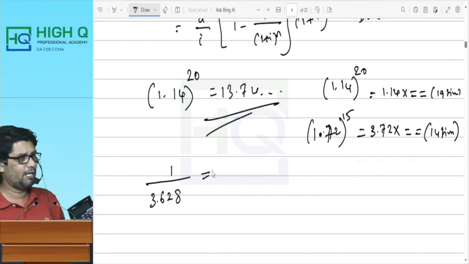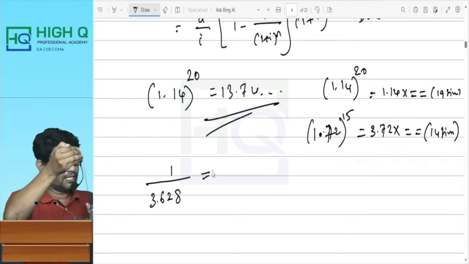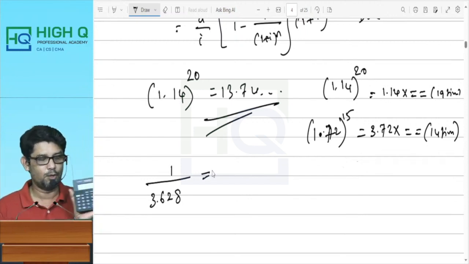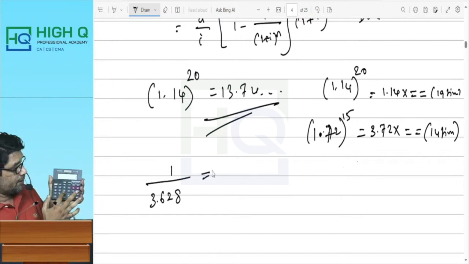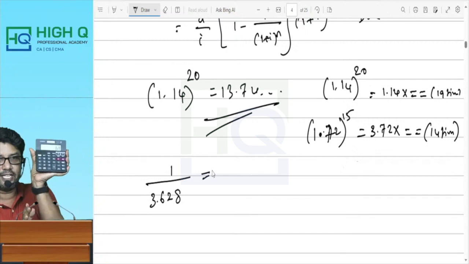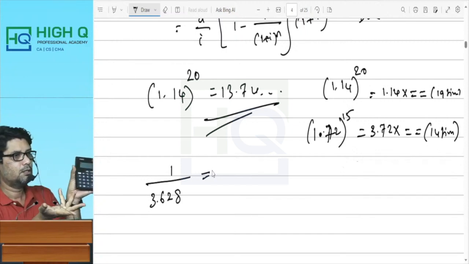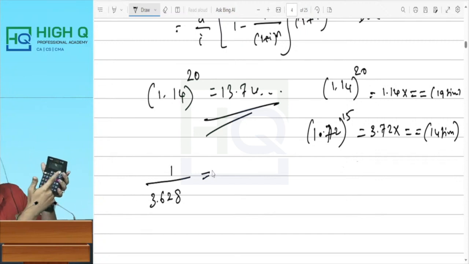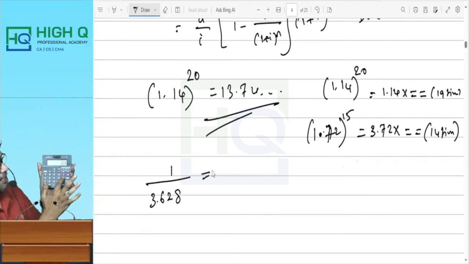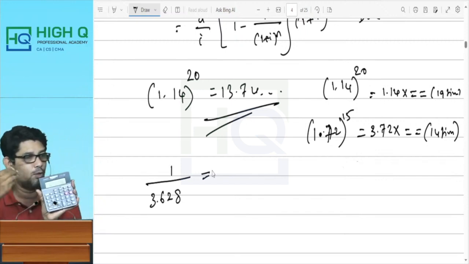But in the calculator, we have a different function. Look at this. We are going to find the reciprocal. So what I do: I write that number, the denominator, 3.628. After that, divided by equal to. If you do this, it is the reciprocal.